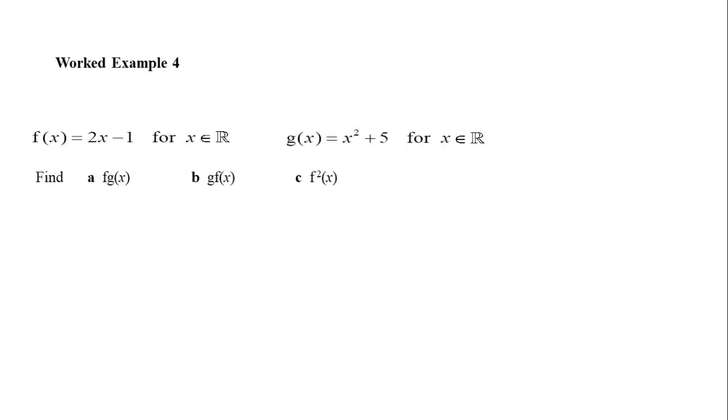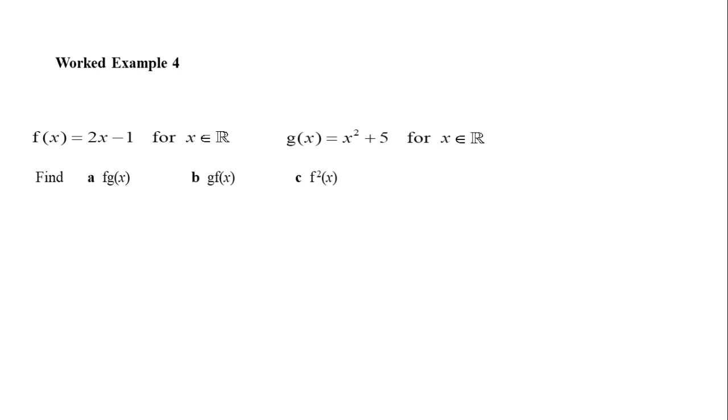Now let's move on to the next work example. f of x is equal to 2x minus 1 for x is an element of all real numbers, and g of x is equal to x squared plus 5 for x is also an element of all real numbers. Find letter A, f of g of x, letter B, g of f of x, and letter C, f raised to the power of 2 of x.